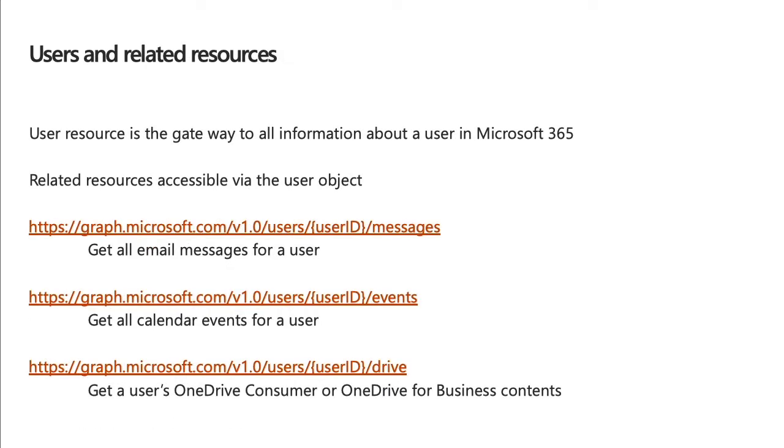Now, each resource has additional referenced resources, such as their email messages. You could get all the emails for a specific user by going to the user endpoint /messages, or get all of their calendar events by going to /events, or get a user's OneDrive consumer or OneDrive for Business contents by going to the /drive endpoint.